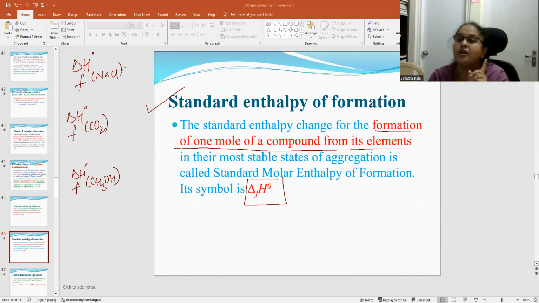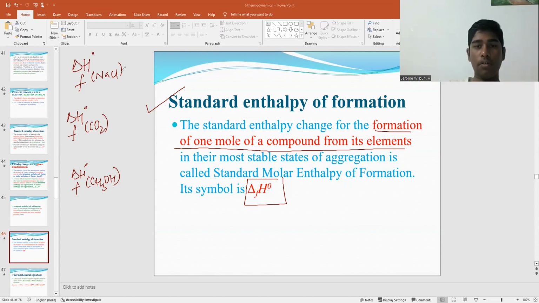Okay. Now, what's the definition? Formation of 1 mole of the compound. 1 mole of which compound in this case, if I say NaCl? It's formation of 1 mole of NaCl from its constituent elements. So, what are the elements present in NaCl?